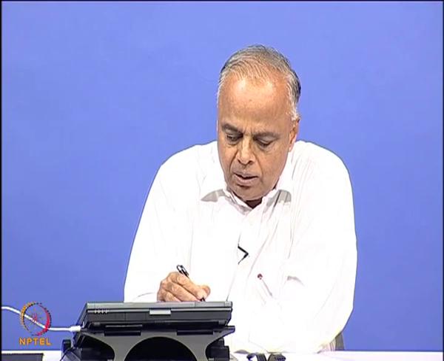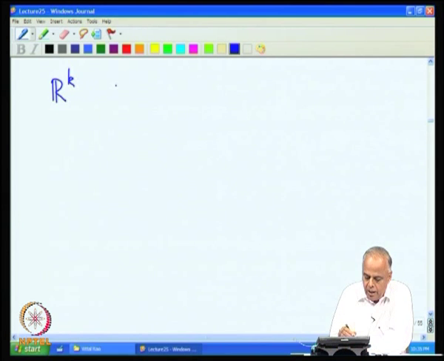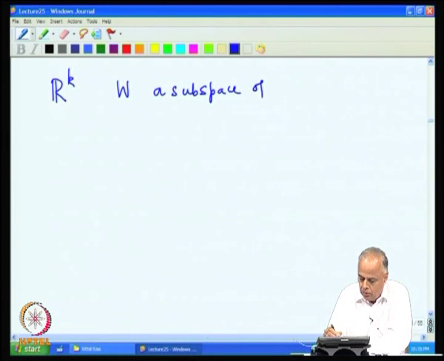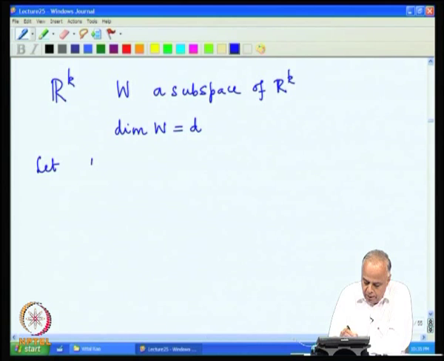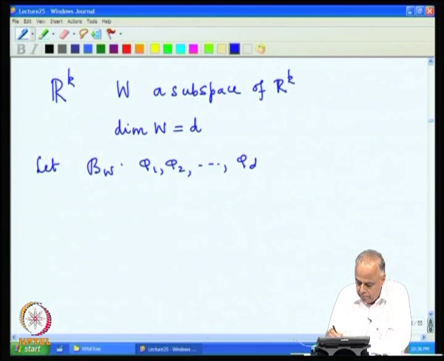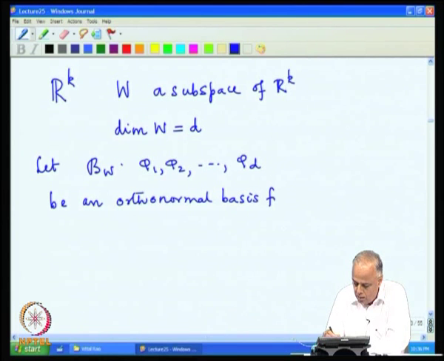So, now let us get back to R k, and let us say W is a subspace of R k. Let the dimension of W be equal to d, and therefore, we will have an orthonormal basis. If we take any orthonormal basis for W, it will have exactly d orthonormal vectors. So, let B W be phi 1, phi 2, phi d, an orthonormal basis for W.